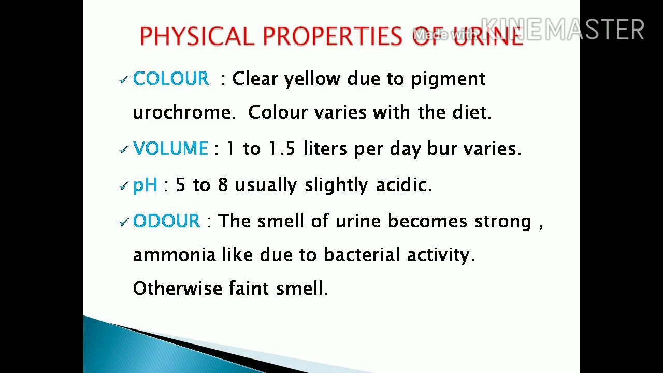Next, volume, nearly 1 to 1.5 liters per day, but it also varies. pH is between 5 to 8. Usually it is acidic. A protein diet makes it more acidic, while a vegetable diet makes it alkaline. Odor: on standing, the smell of urine becomes strong, ammonia-like, due to bacterial activity. Otherwise, there is a faint smell.